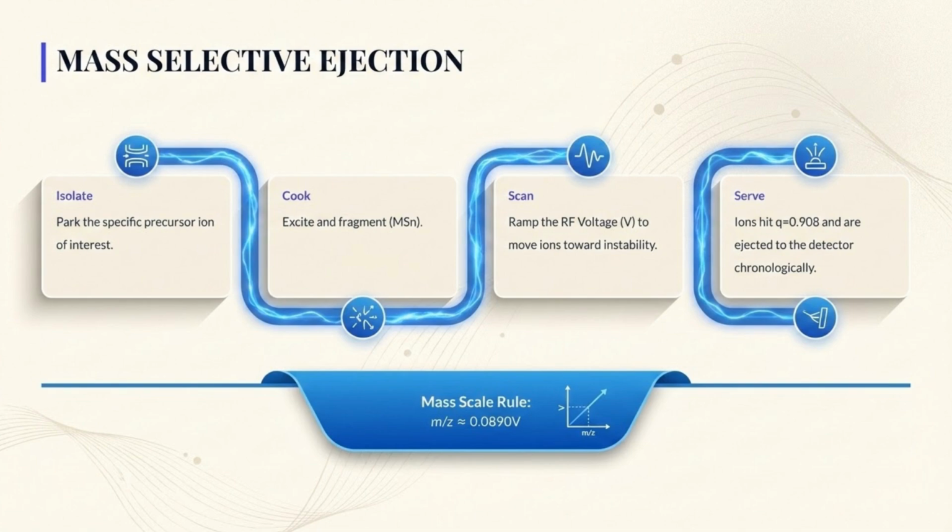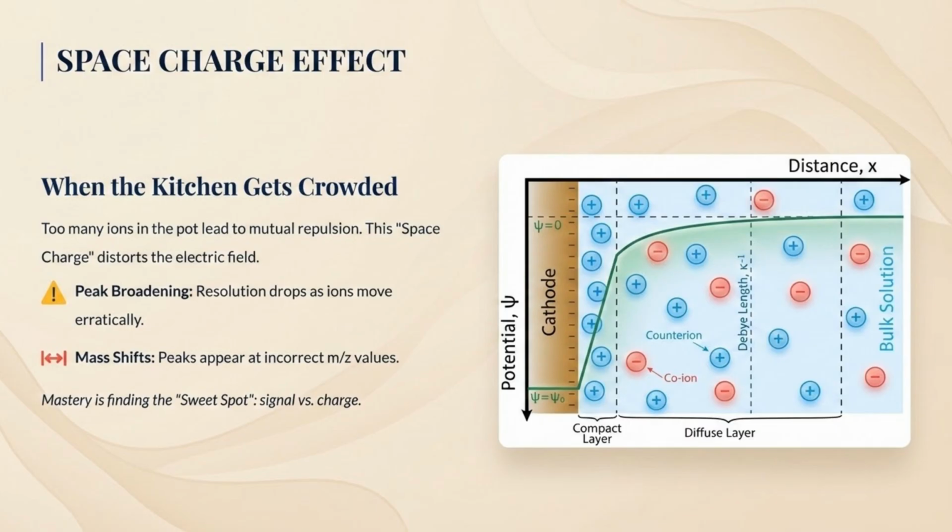But wait, even the best chefs have limits. What happens if you put too many ingredients in the pot? This is the space charge effect. Because ions are all positively charged, they repel each other. If you have too many ions in your trap, they push each other around, distorting the very electric field we are using to measure them. This distorts the potential well we discussed earlier. The result? Mass shifts, where your peaks show up in the wrong place, and peak broadening, where everything looks fuzzy.